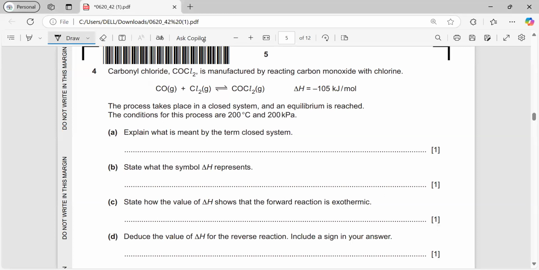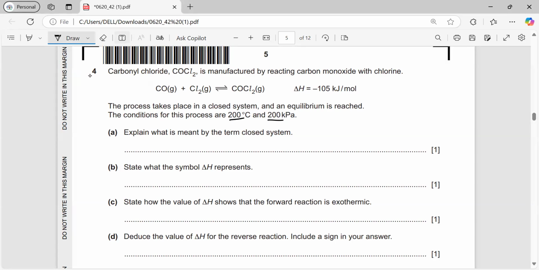Now question number 4. Carbonyl chloride is manufactured by reacting carbon monoxide with chlorine. So this is a reaction: carbon monoxide plus chlorine gives carbonyl chloride, COCl2, and the delta H is given, which is minus 105 kilojoules per mole. The process takes place in a closed system and an equilibrium is reached. The conditions for this process are 200 degrees Celsius and 2000 kilopascal. Explain what is meant by the term closed system.